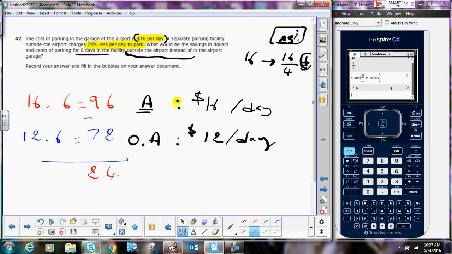4 and 2, so $24. That's how much you save in 6 days. So you're going to bubble 24.